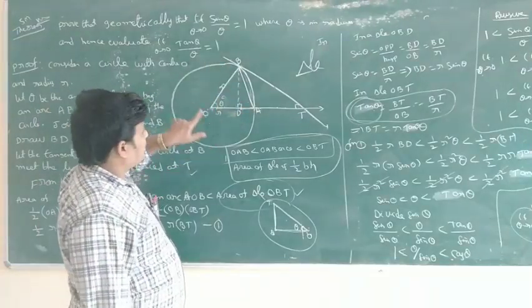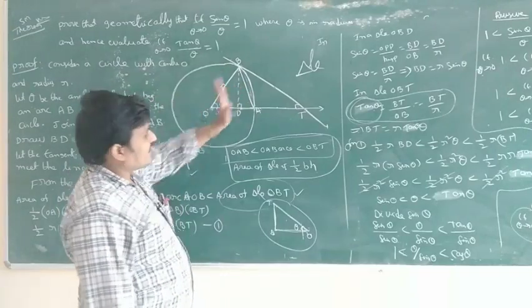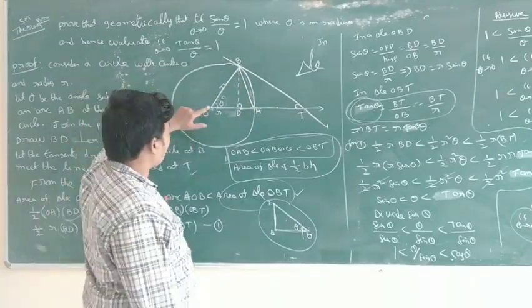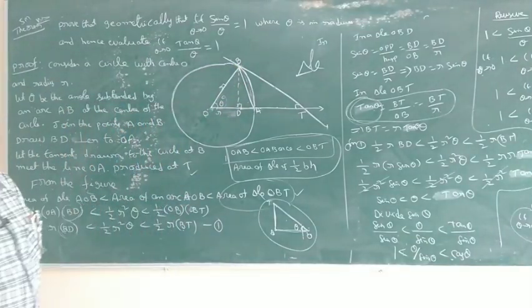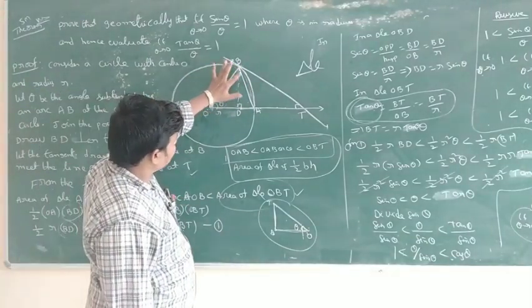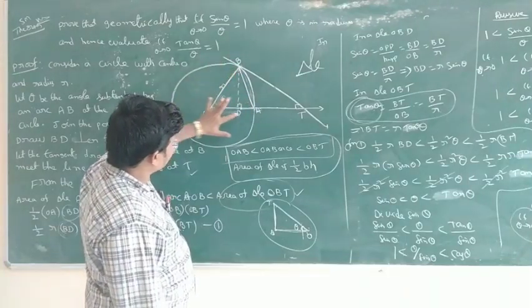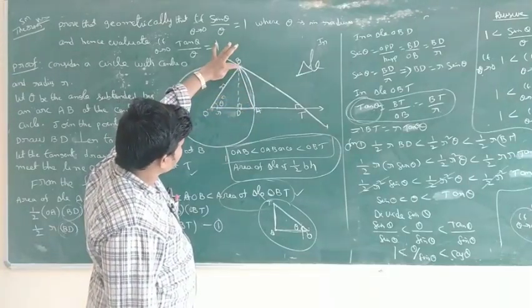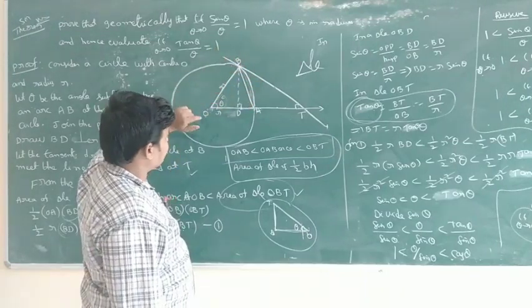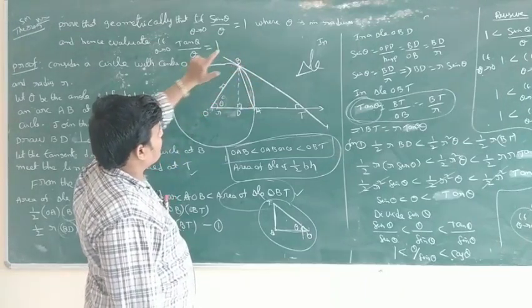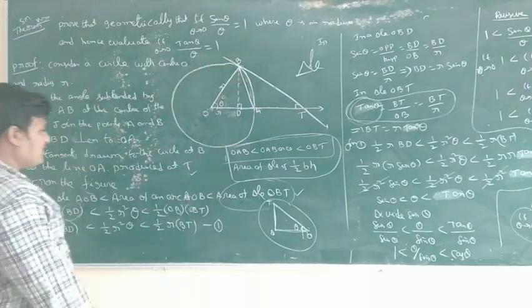Less than arc OAB is the next highest. Arc OAB is the next highest because OAB means up to this point, only this one. Arc OAB also includes the arc. It is less than triangle OBT. This is the main condition.